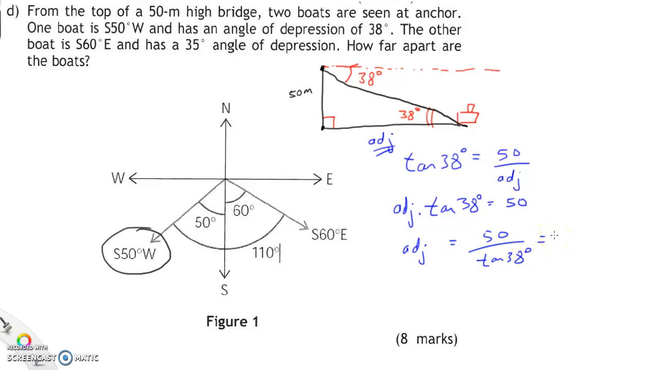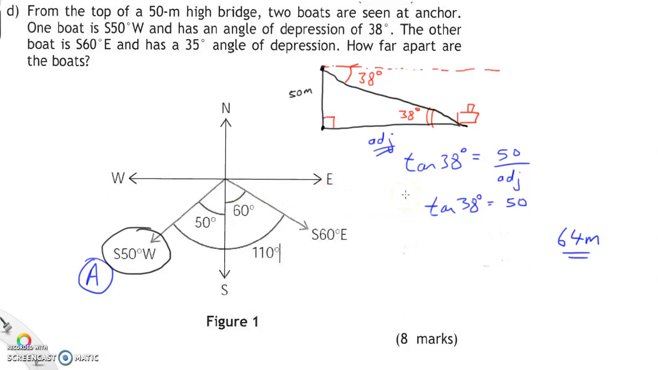Right, so we'll bang that into the calculator using the fraction key. 50 over tan 38, and I get 63.997. So let's call that 64 meters. So the bottom of the pier is 64 meters from boat A. We'll call this one boat A, 64 meters.